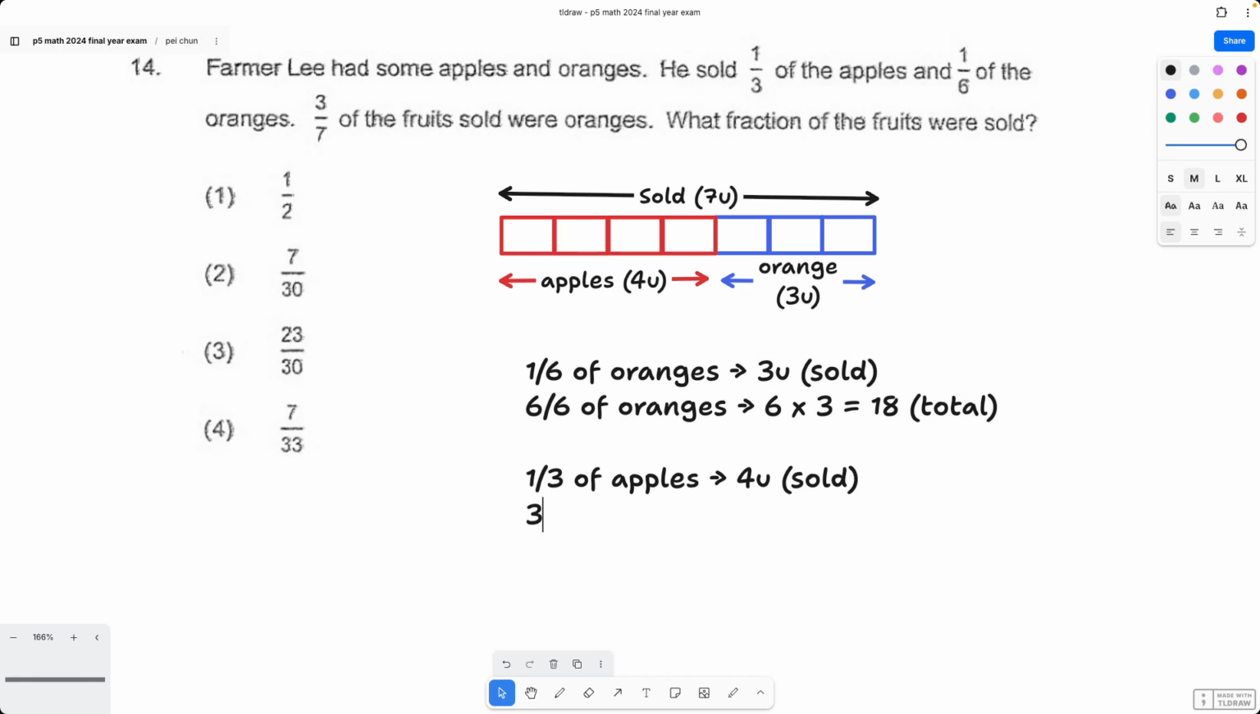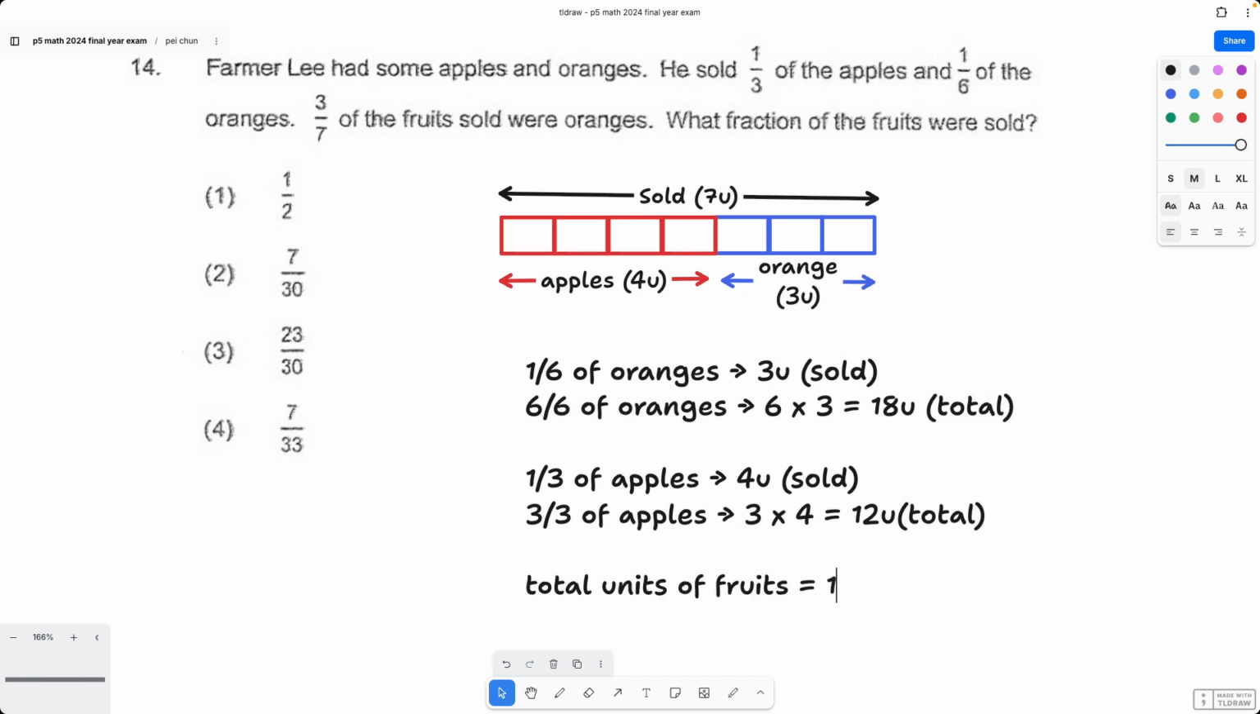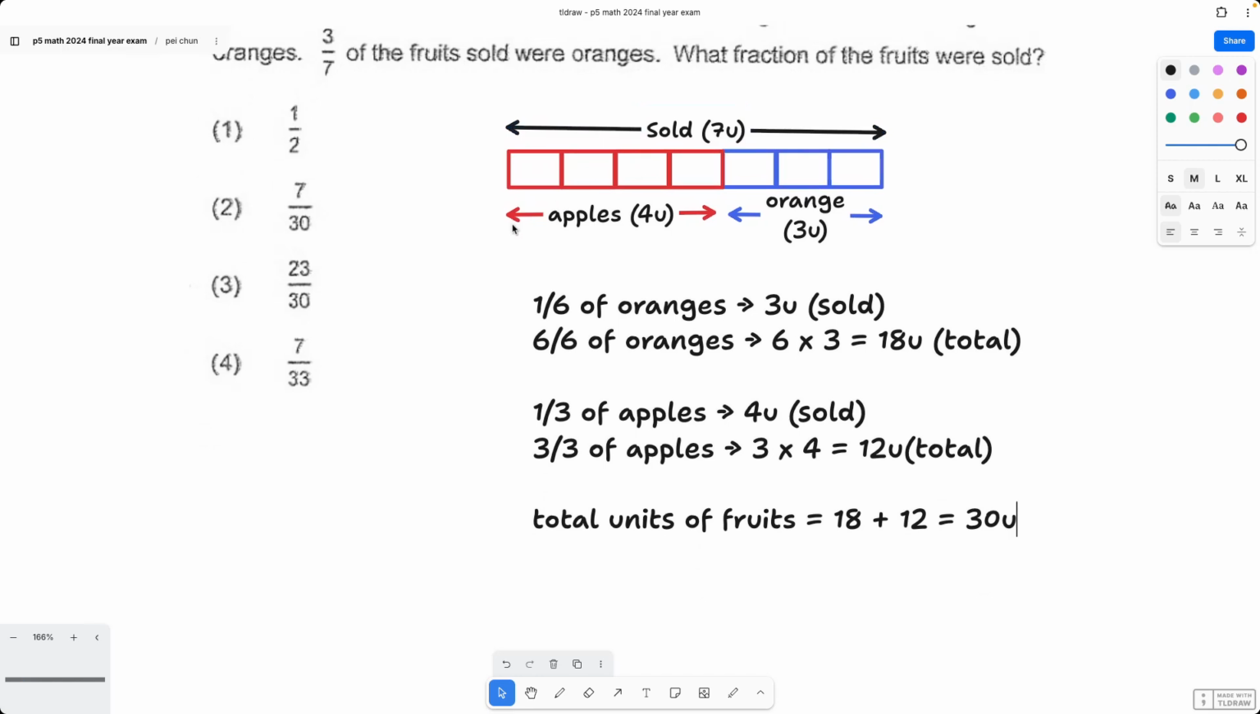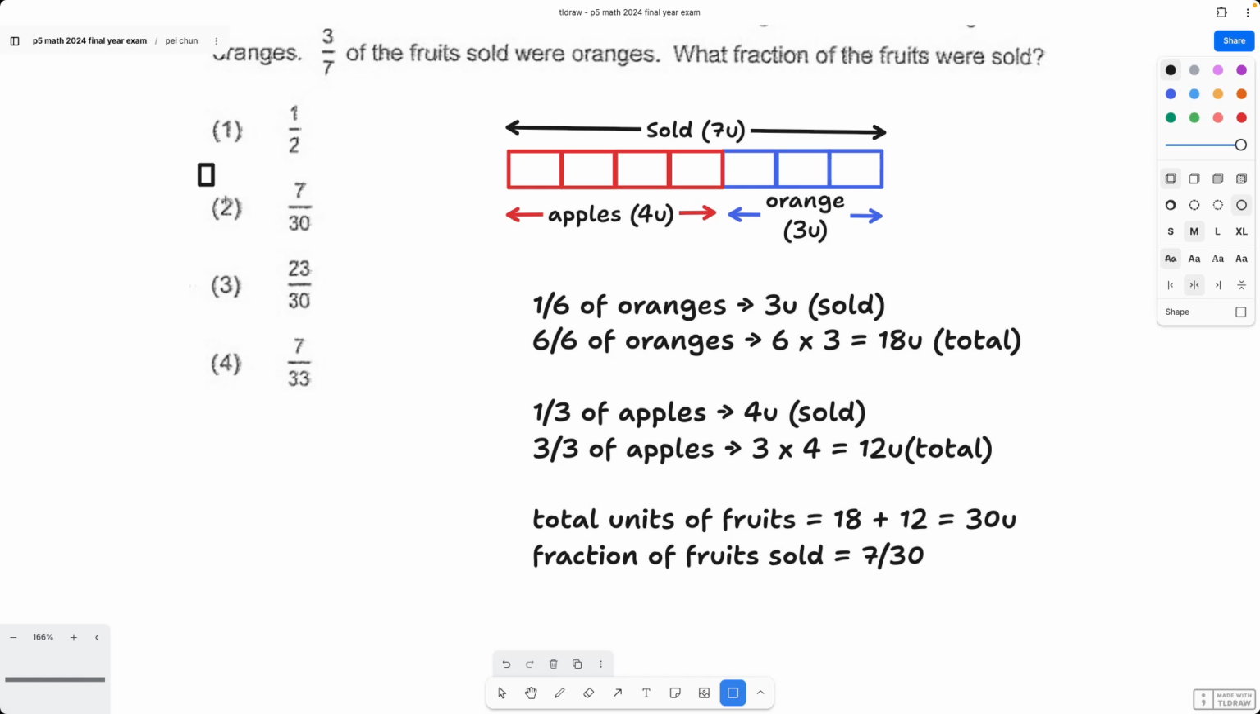And then the same thing, 3 out of 3 of apples is basically 3 times 4, which is 12 units. I'm going to put units as well. And this is the total. So that means total units of fruits is 18 plus 12, which is 30 units. And then we also know what's sold. So in this case, the fraction of fruits sold is equal to 7 divided by 30, which in this case is 7/30. There you go.